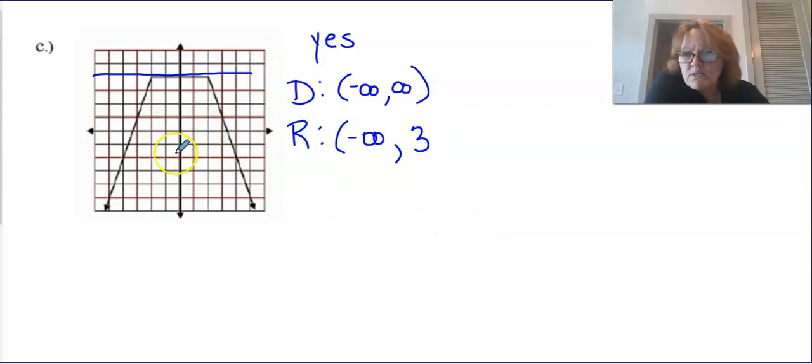Mine says 4. Why did it say 4? Oh, okay, never mind. Here's the x-axis. This looked bold, I thought that was the x-axis. So 1, 2, 3, 4. Let me change that. So it stops at 4, and 4 is included. So that's a bracket.